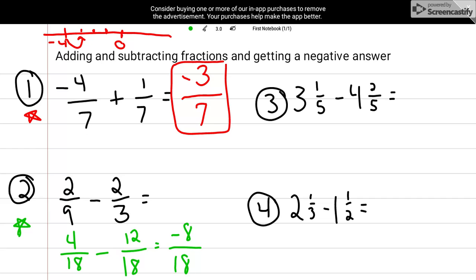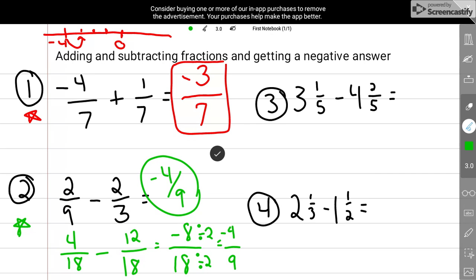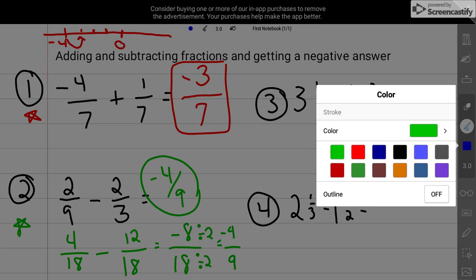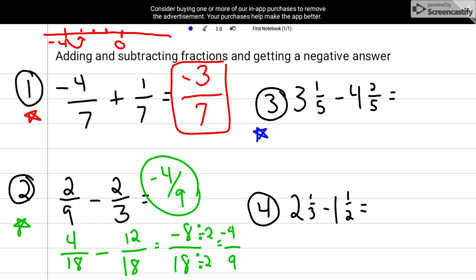But I can reduce this fraction, so I can divide each of these by 2. So then I get -4 on top over 9. I cannot reduce that anymore, so this is my final answer here. -4/9.